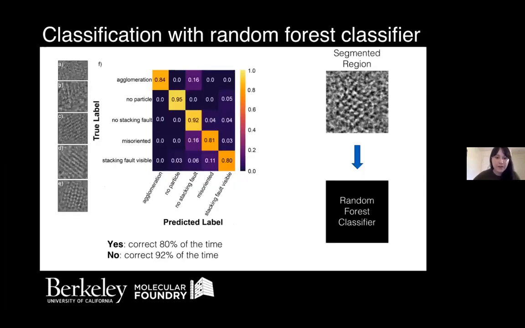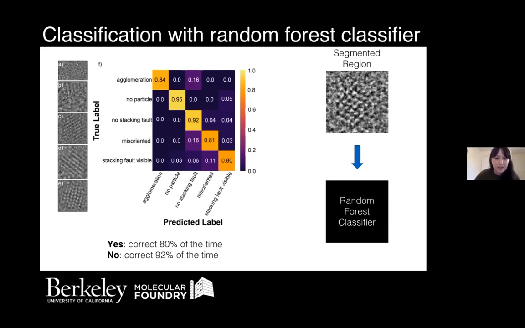And so our final classification results are shown in this confusion matrix. Our categories are agglomeration, which means the particles are overlapping and the classifier can't tell whether there's a stacking fault. There's no particle present, which we did include as a test case because this is a possibility for a real pipeline that would mistakenly be included. There's no stacking fault. It's misoriented, and I can't tell because I don't have atomic resolution in the image, or it's properly oriented and I can indeed see a stacking fault.